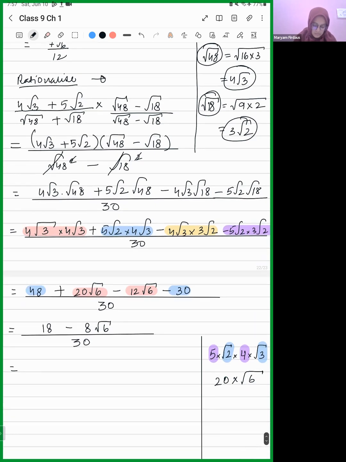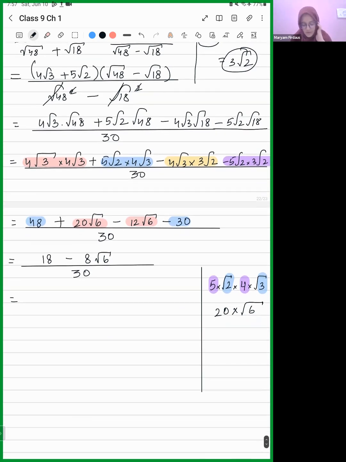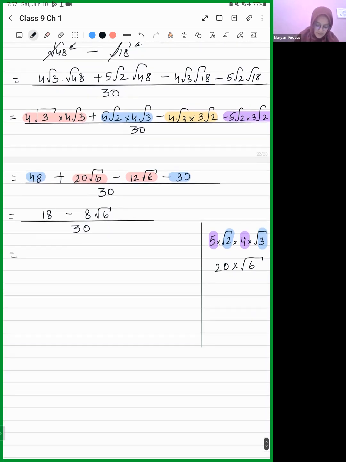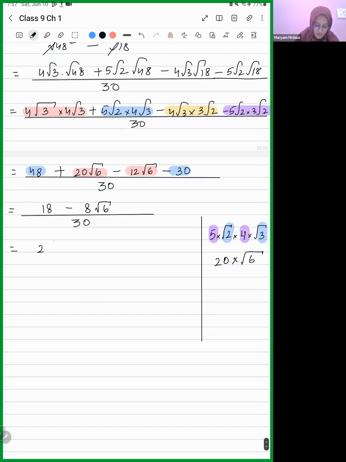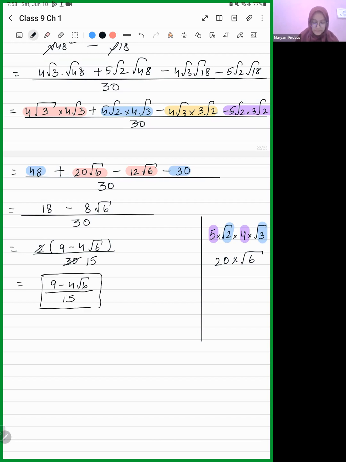Ma'am, 18 minus 8 root 6. Root 6, good. Now we can take what as common? Let's take 2 as common, okay? 9 minus 4 root 6 by 30. So this becomes 15. So what are we left with? 9 minus 4 root 6 by 15. This is the answer. Is that okay? Yes, ma'am.